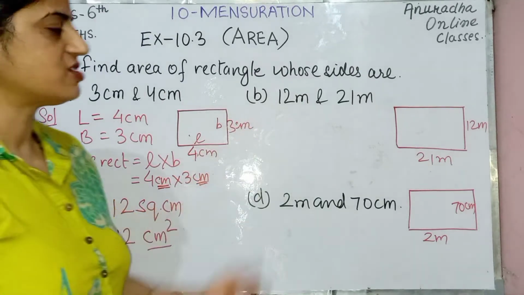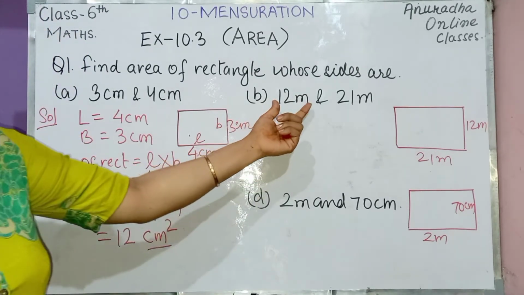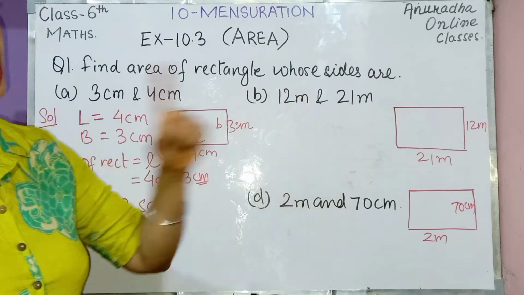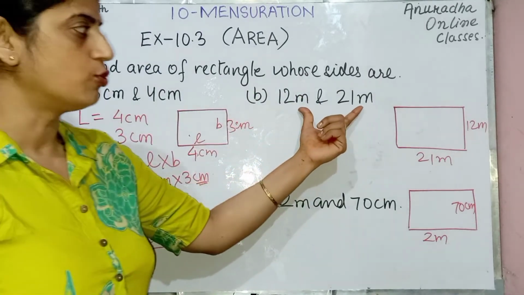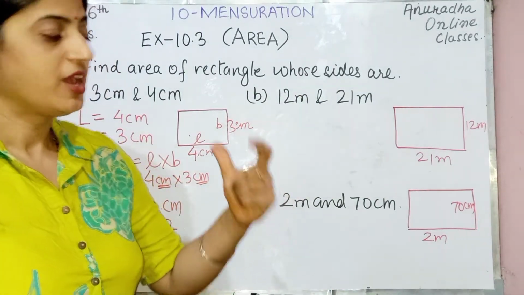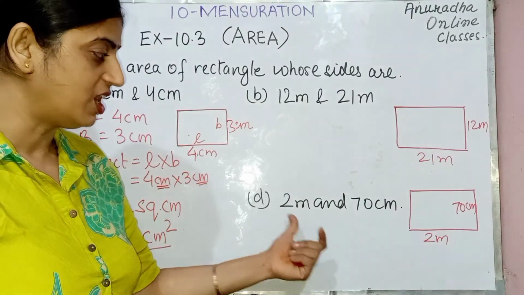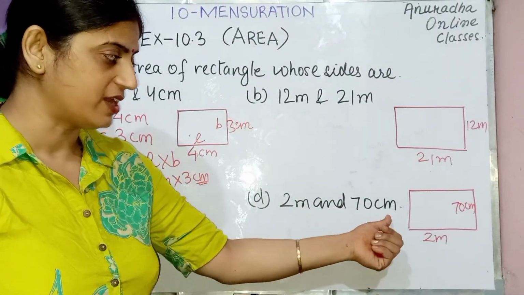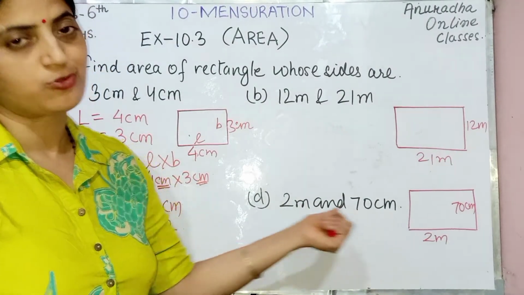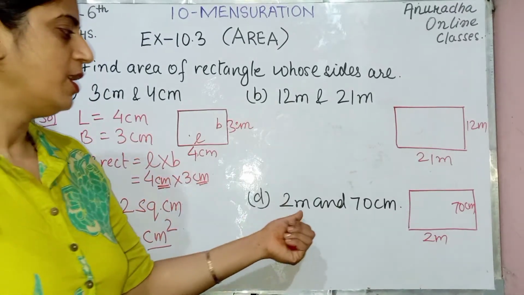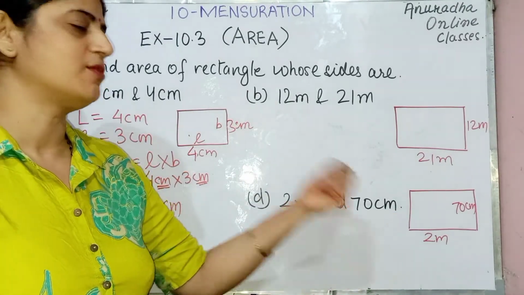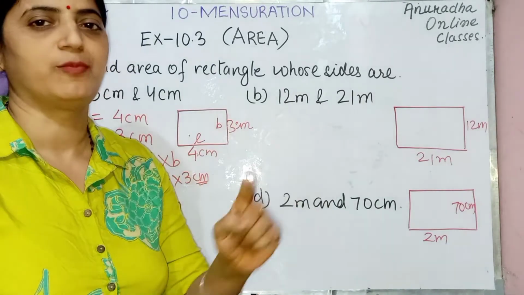So here is your second part, that is 12 meter and 21 meter. One more thing is important. If both are in the same unit, then no problem. You can see in the D part they have given 1 meter and another one in centimeter. So here we have to convert meter into centimeter, or centimeter into meter, and make the same unit.